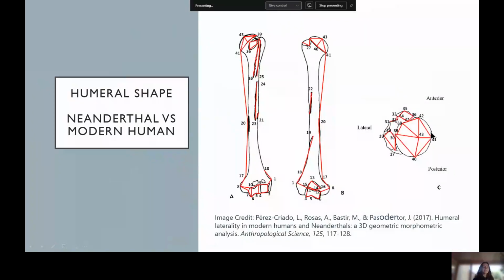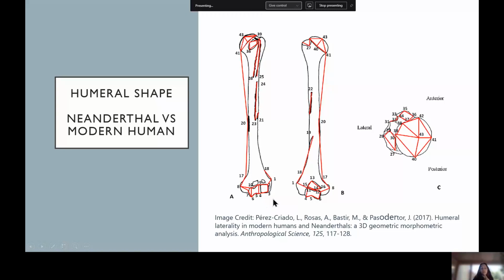But taking a look at the larger scale of difference in usage and the effect that it has on bone, this may seem like a very technical image, but the red lines show the outline of the Neanderthal humerus bone compared to the black outline of a modern human. Distinguished shape differences can be seen.